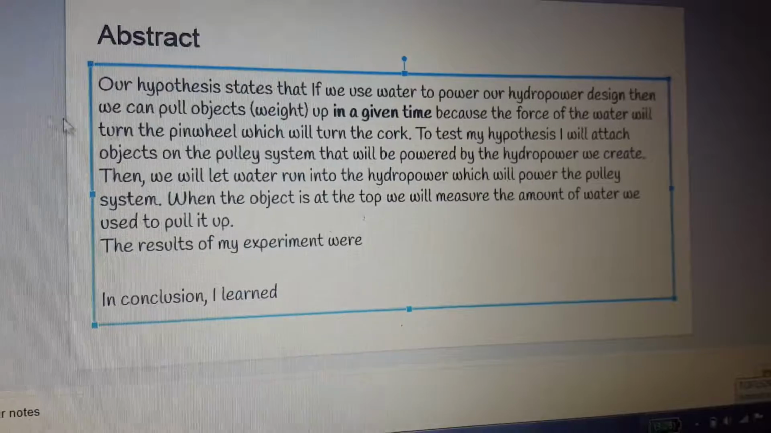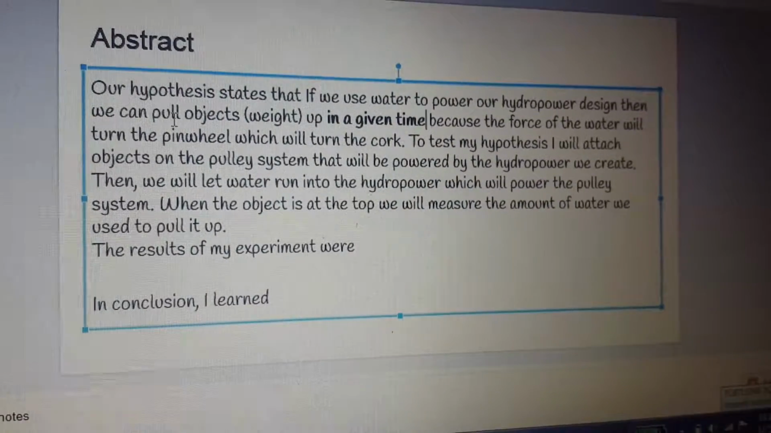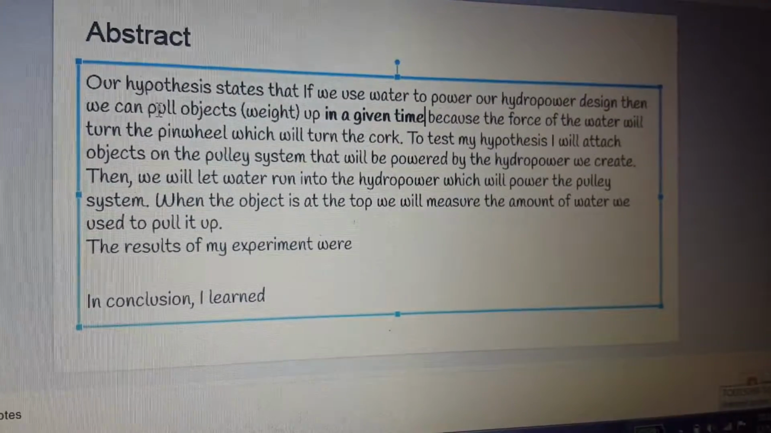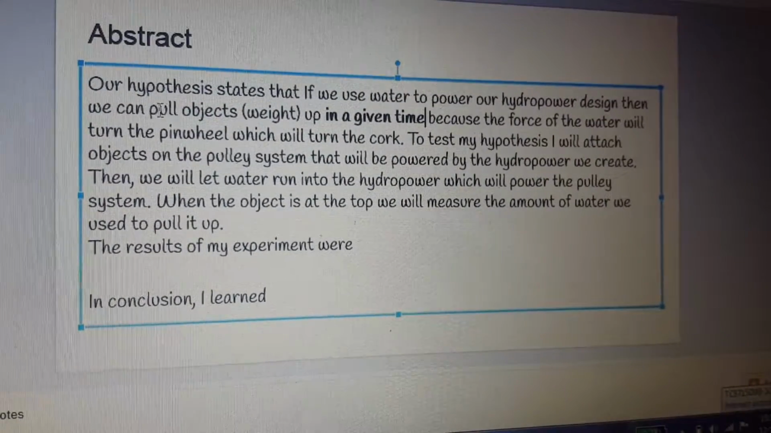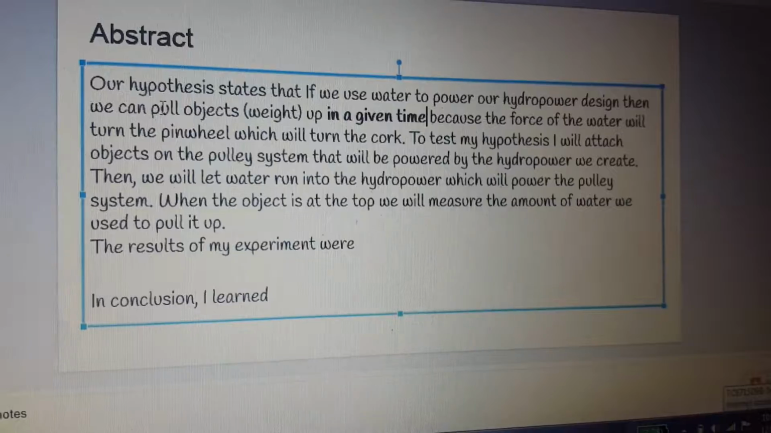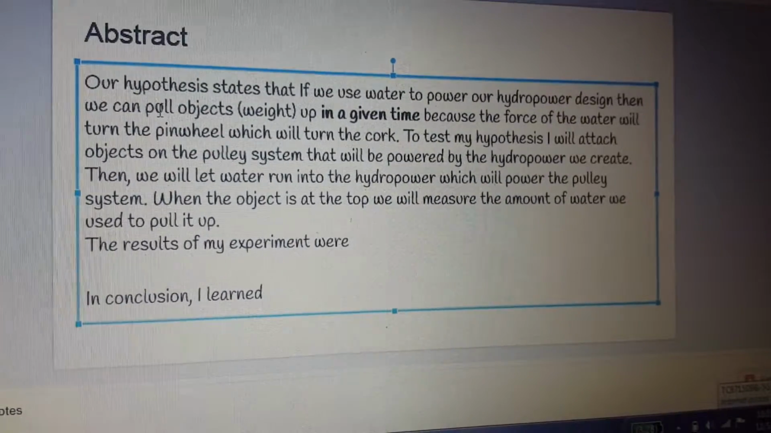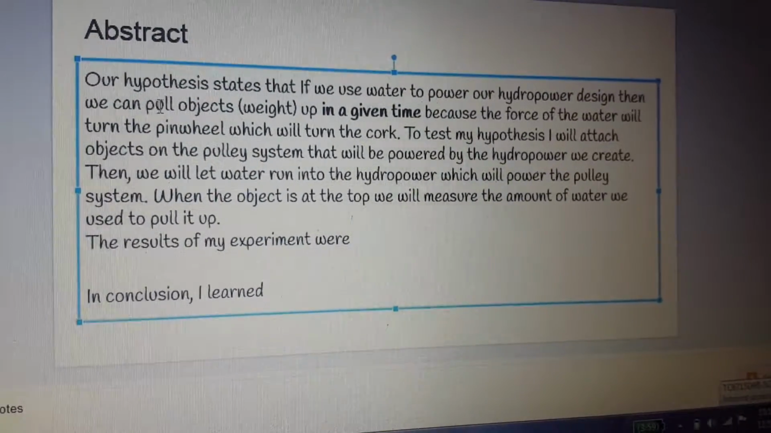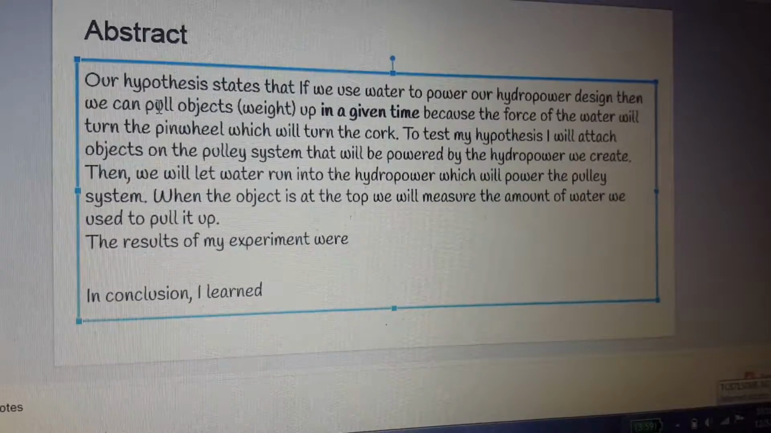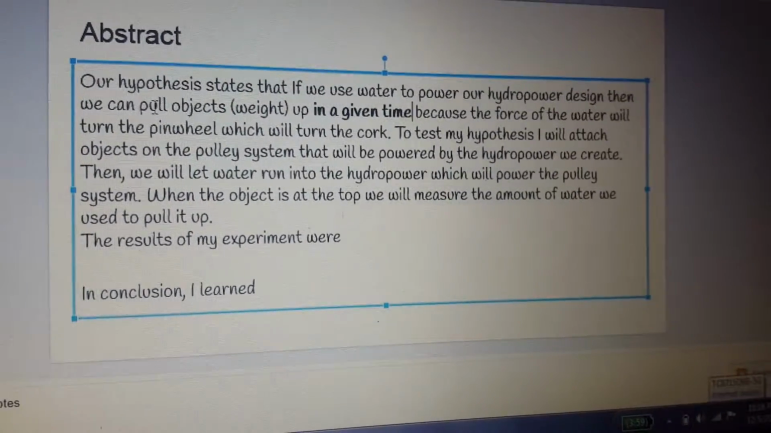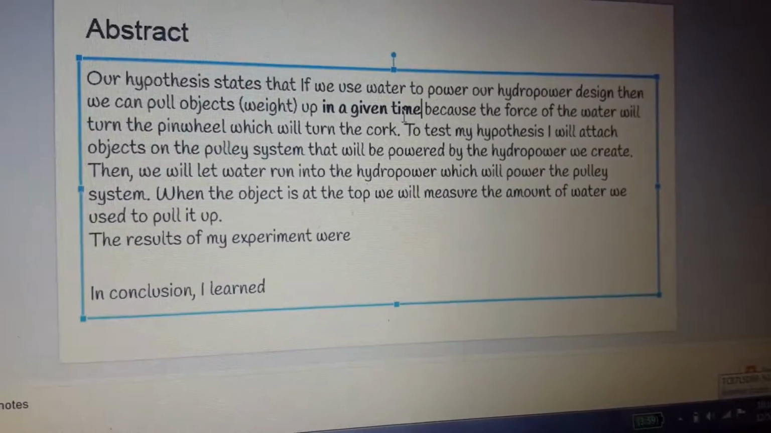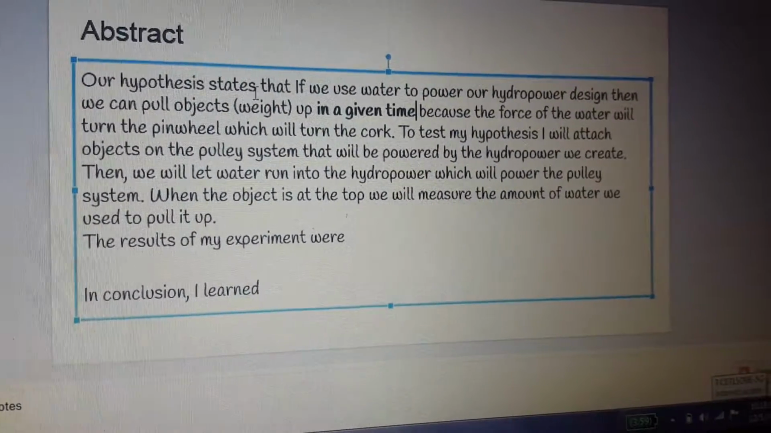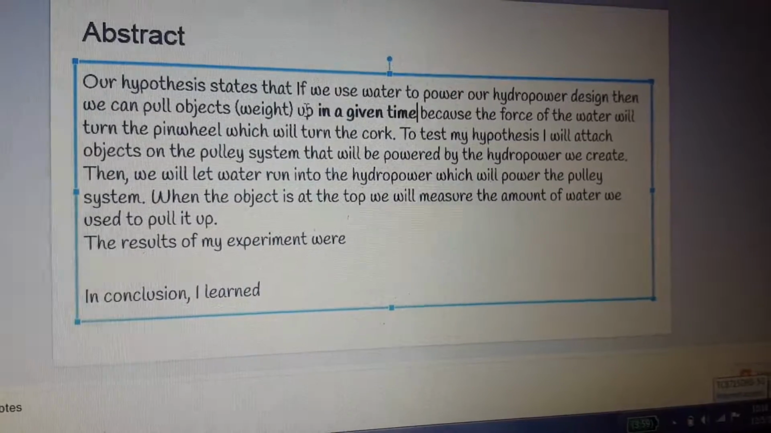The word pull indicates the word work. When I see this word pull, automatically I know this is work. So immediately the word pull is talking about force and force times distance. Because to pull something, you have to have a force and you have to pull it a certain distance. So this automatically gives me my force and distance. And then I added time. This makes this hypothesis talk about power.